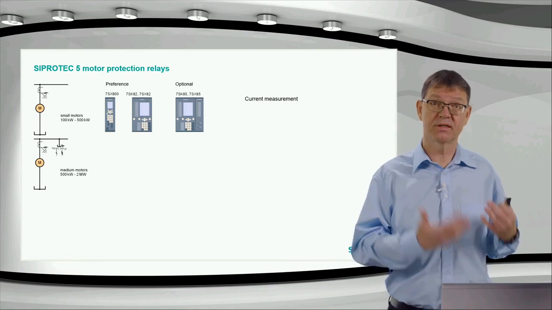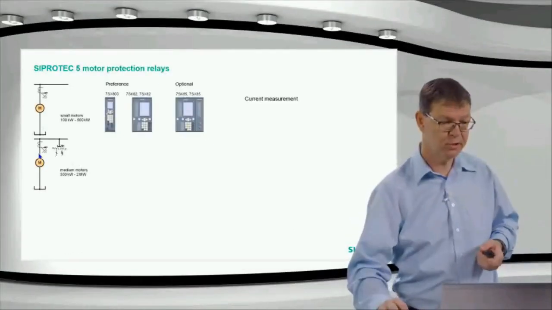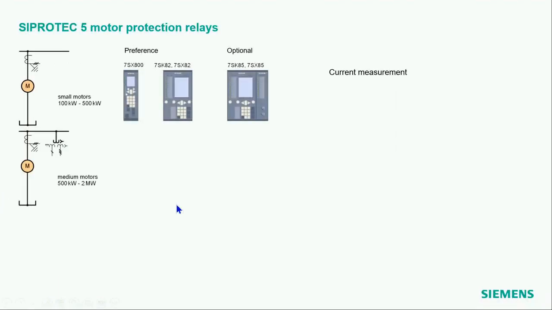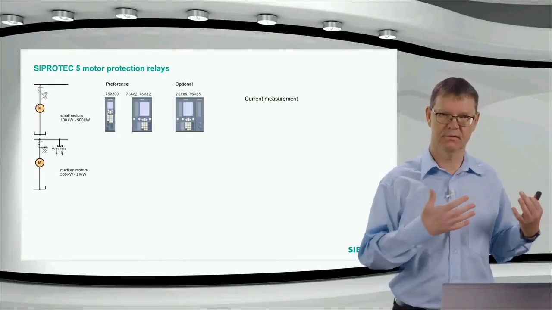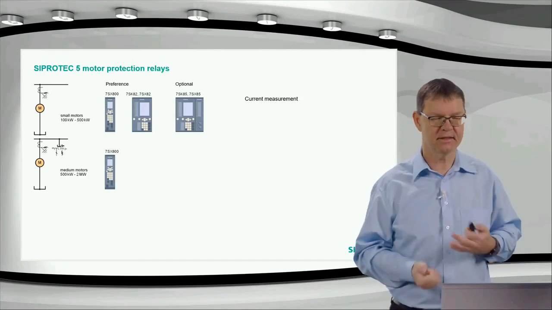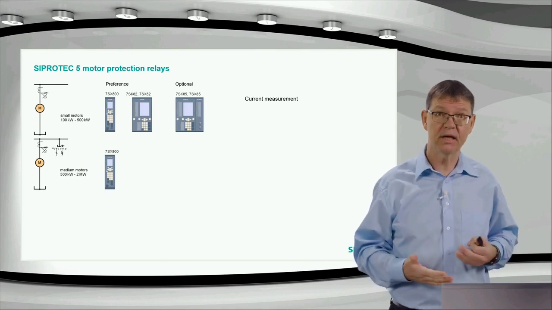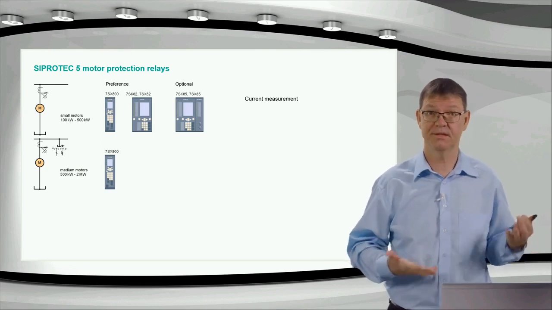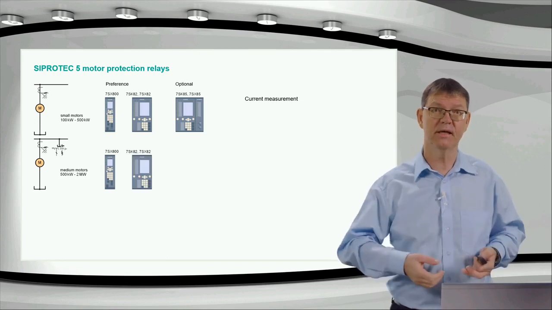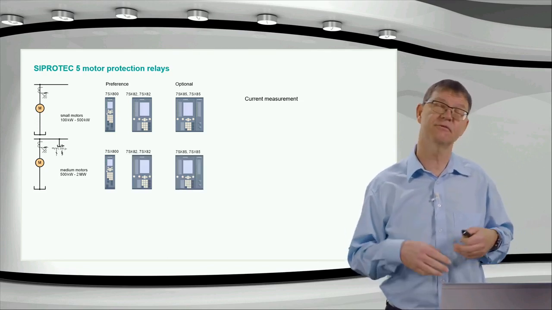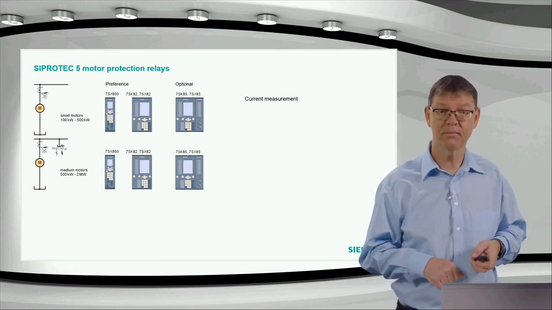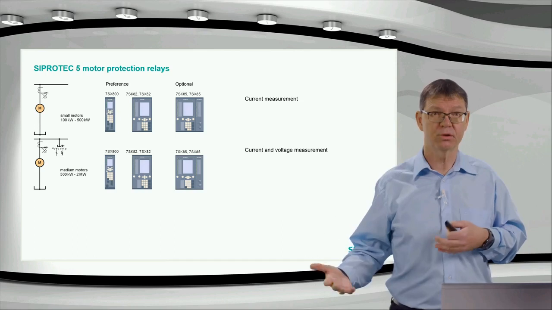Let's go one step further. Now we include also the voltage measurement here, and we said, okay, this is then maybe for the next higher class of motors in the range you see here. Again, this is just a kind of guideline. What you need as protection function depends on the situation as such. Again, 7SX800 can also take voltages, and we can make here the voltage-related protection functions. So for the motor, this is basically the undervoltage protection. 7SK82, as already explained, and also 7SK85, 7SX85, and also the 7UM, when we need current and voltage measurement.